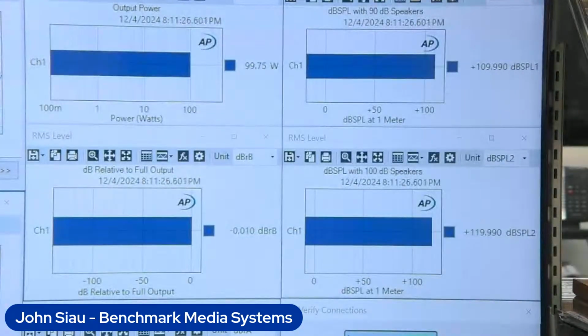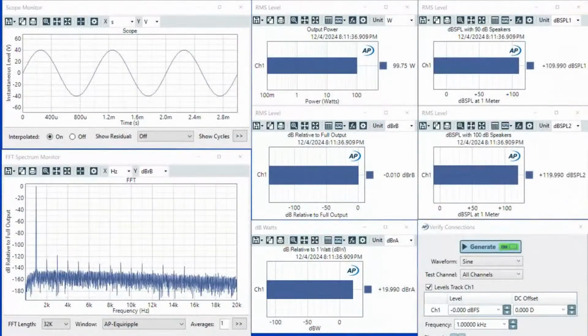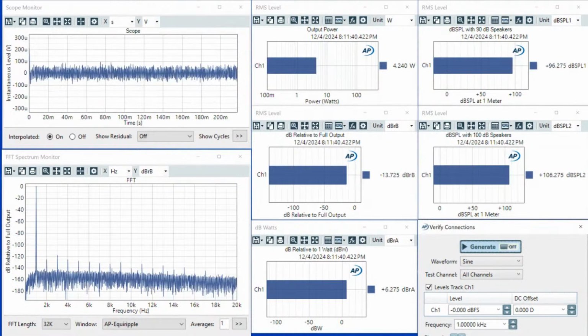Right now we're measuring the... I lost my mouse. Hang on. Where's my mouse? My mouse is gone. There it is. Okay. All right. Turn the signal off.